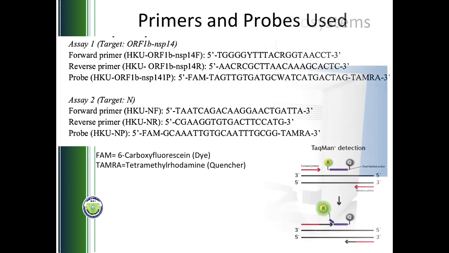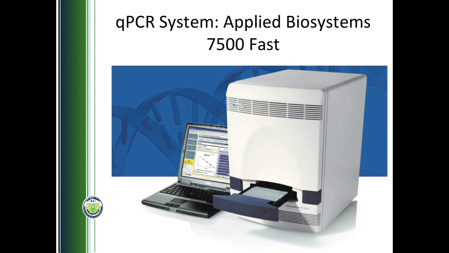Now how is this detected by a qPCR system? The qPCR system shown here is from a company called Applied Biosystems. The model is 7500 Fast. This is something which is recommended by ICMR in India and WHO in general. This is the most widely used qPCR system. In this qPCR system, as you can see, there is an open tray where you can place the microwell tray having 96 samples at one go. So you can run 96 PCR reactions at one go.